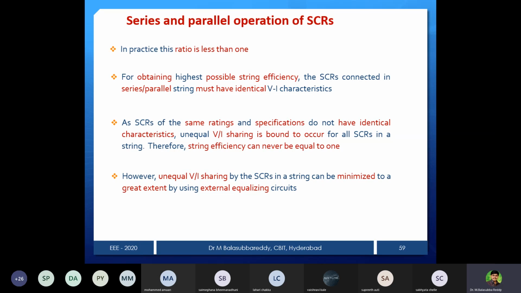That is only the two things required in this aspect. But the one problem we identified: even though specifications and rating of SCRs are the same, the VI characteristics may not be identical. Due to that problem, we get unequal voltage or current sharing.